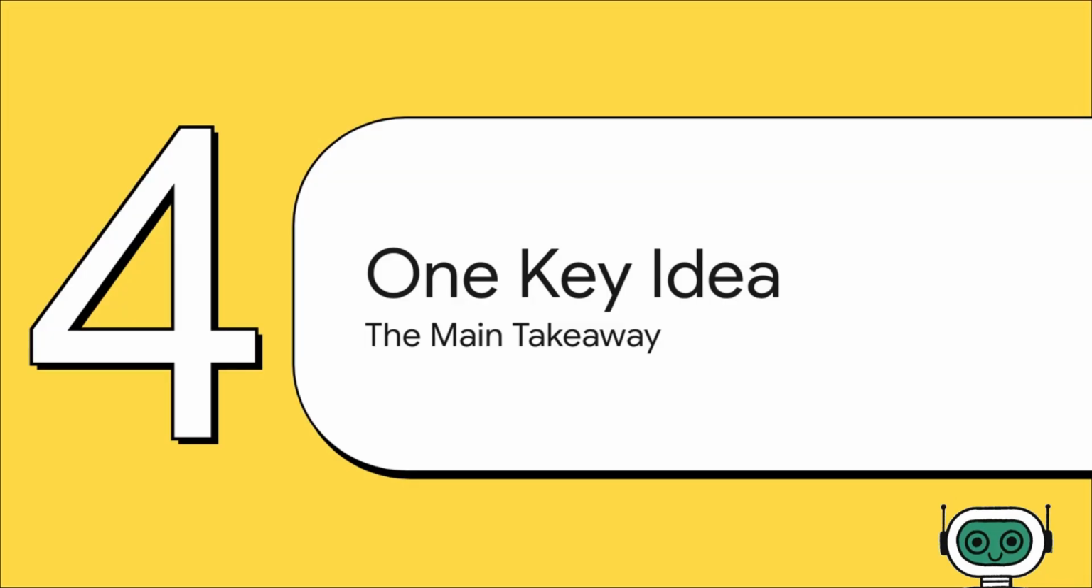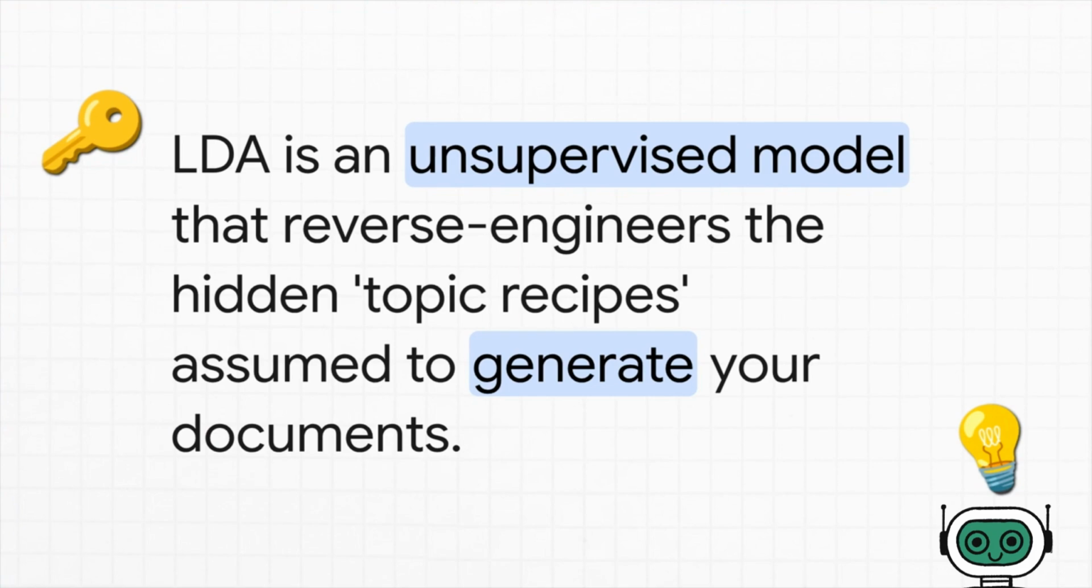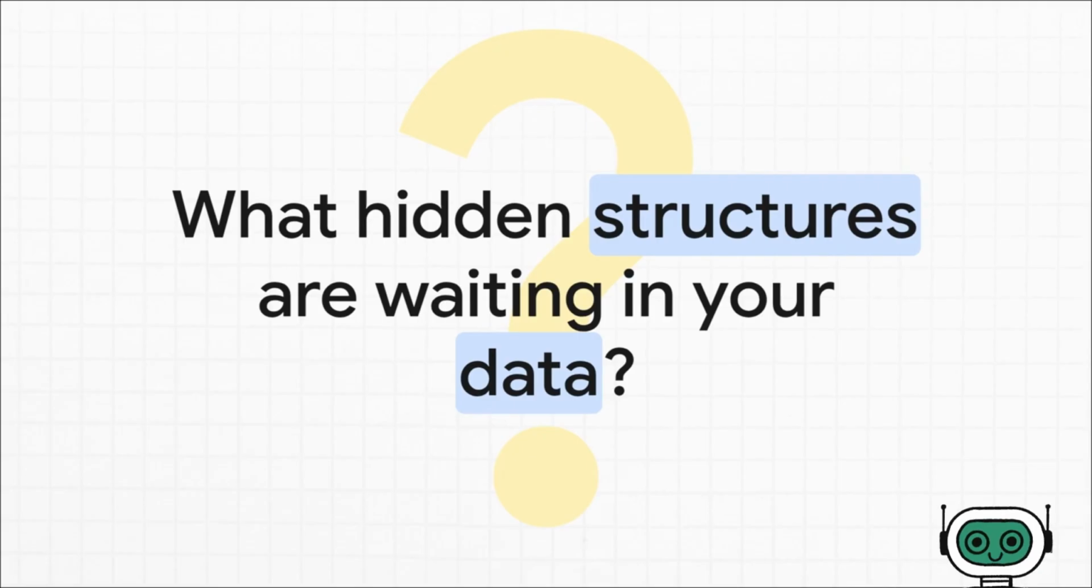So if you remember just one thing from today, let it be this. LDA is an unsupervised model. You don't tell it the answers ahead of time. You just give it the text, and its whole job is to reverse engineer those hidden topic recipes that it assumes were used to generate the documents in the first place. It's a really powerful way to find the signal in the noise.